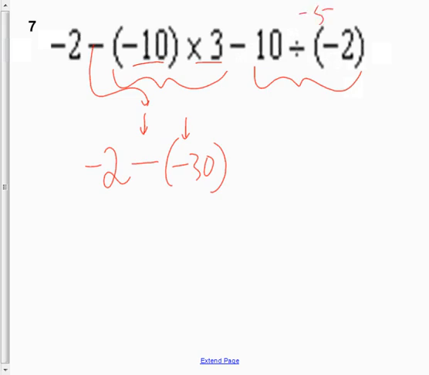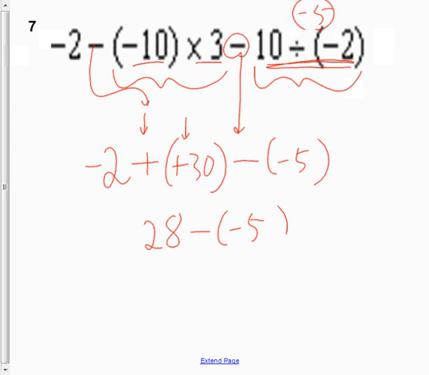Now watch what happens here. This is a subtraction sign, so that still stays there. This becomes -5. Now we have just subtraction, and we're going to use that keep, flip, change rule because we like to use it to get the correct answer. -2 take away -30 is the same answer as -2 plus +30, which is 28. 28 take away -5 is the same thing as 28 plus +5, which gives you 33 as your answer.